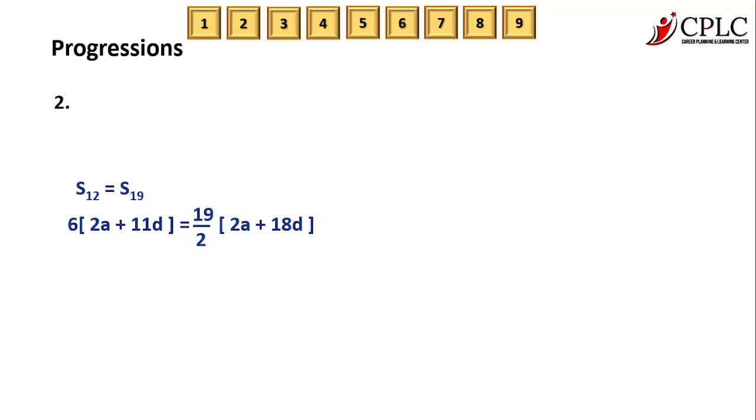Now again we can do the same process. We can divide by that 2 inside, 2a plus 18d, and we are left with a plus 9d. If we take this on that side, it becomes 7a plus 105d. Now how does it become 7a plus 105d? Let me solve that probably here so that you understand.